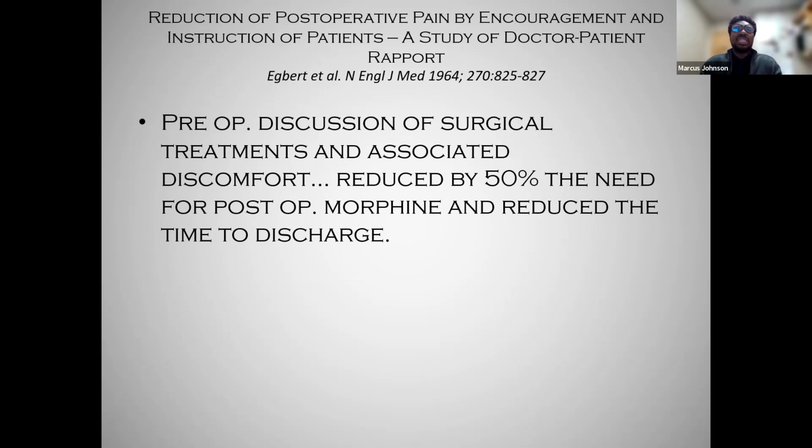And this right here, yes, this is classic. Being able to establish a rapport with your patient is pretty much everything. And we can go as far back as 1964. And we understand this to be true, that pre-op discussions of surgical treatments and associated discomfort reduced by 50% the need for post-op morphine and reduced the time to discharge.